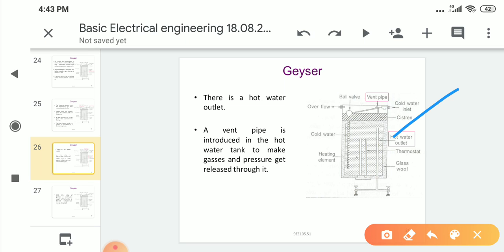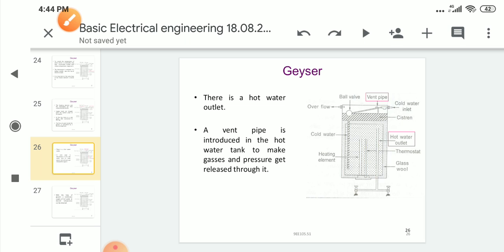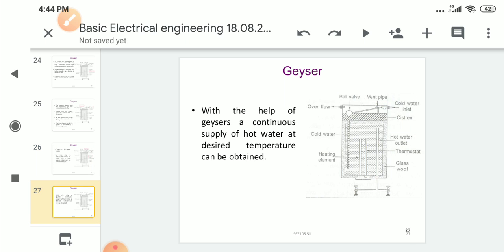A vent pipe is introduced in this hot water tank so that gases and pressure get released through it. It is a safety measure. If the pressure or water exceeds the limit, then this valve will automatically open. For this purpose, this vent pipe is provided and introduced in the hot water tank as a safety arrangement.